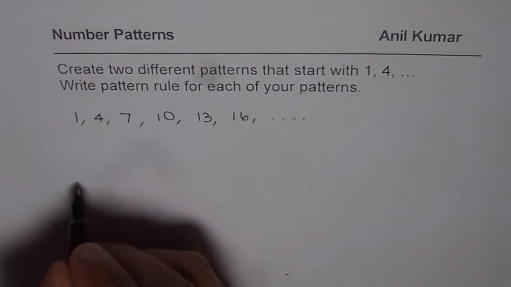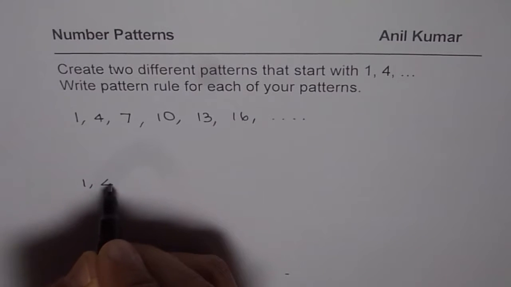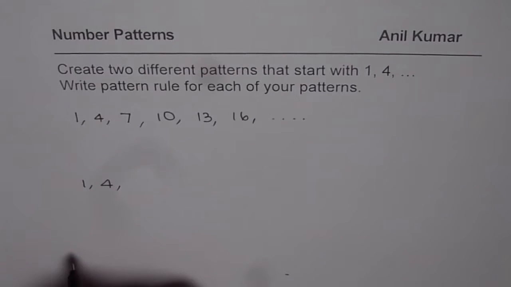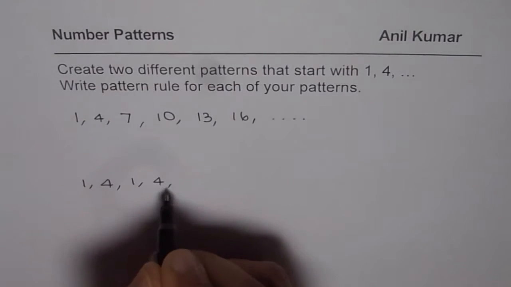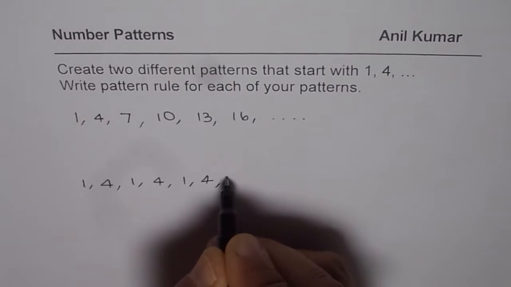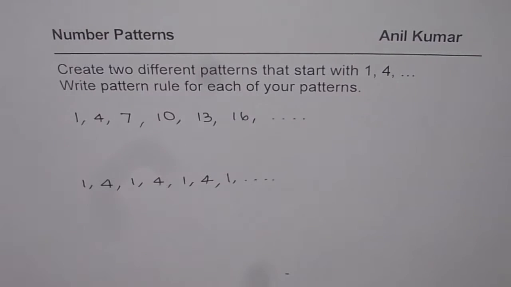Now what could be another pattern starting at 1 and 4? The other pattern could be a repeating pattern. You can just repeat 1 and 4. You get the idea, right? So you can just repeat 1 and 4 and you get a repeating pattern. So that is how you can create different patterns starting with 1 and 4, right?